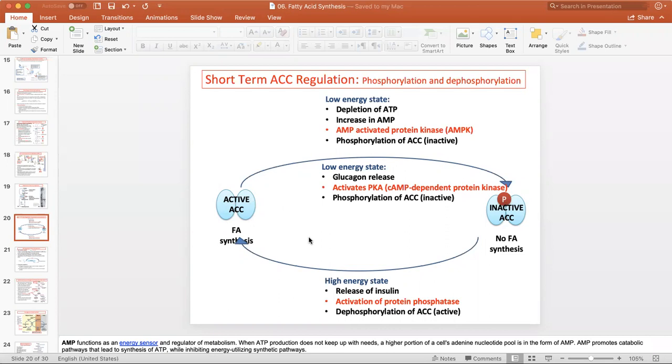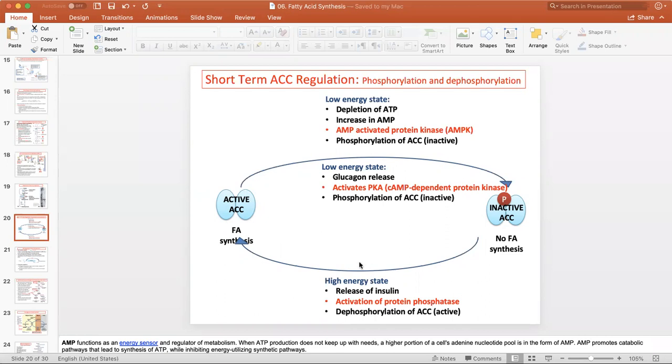And we know that insulin is secreted in the well-fed state. So insulin should activate phosphatases and not kinases because we need to remove the phosphate from acetyl-CoA carboxylase to make it more active. So insulin will activate the phosphatases, and phosphatase means it will remove the phosphate. As soon as you remove the phosphate, the acetyl-CoA carboxylase will become active. So this is for insulin.